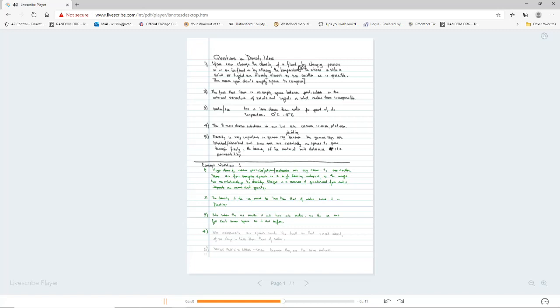Okay, number 4, why do iron ships float? We incorporate air spaces inside the hull so that the overall density of the ship is less than that of water, or salt water, depending on if your ship is in the ocean or if your ship is in a lake. Okay, number 5.